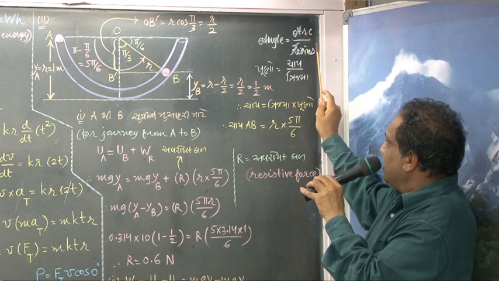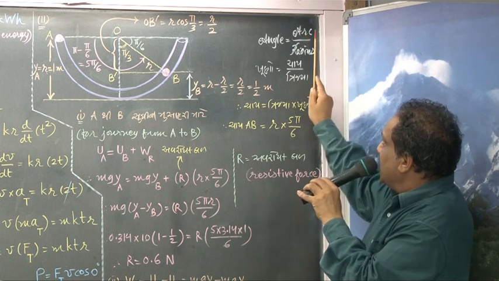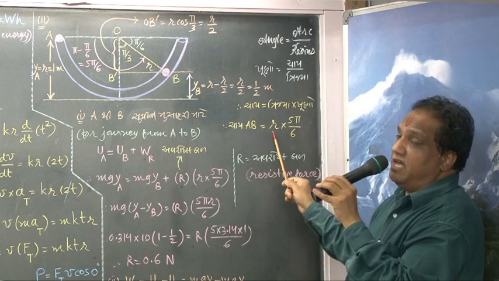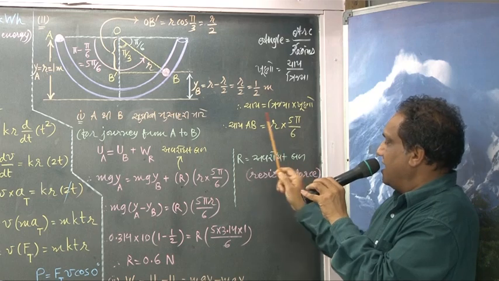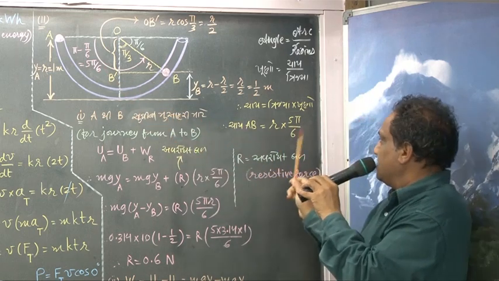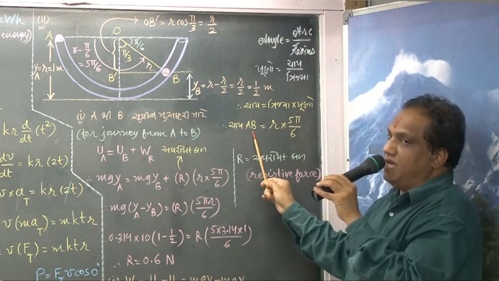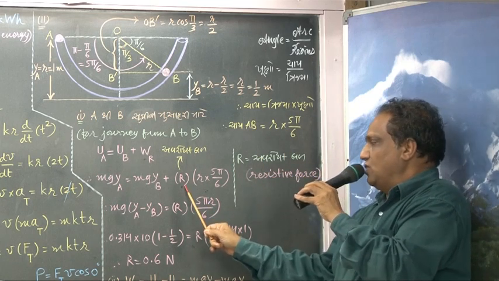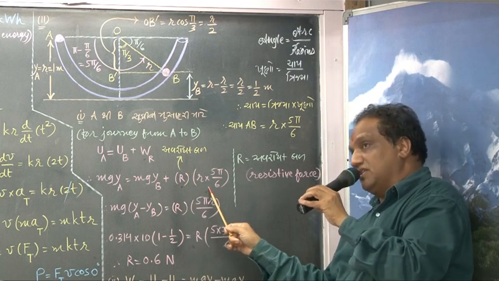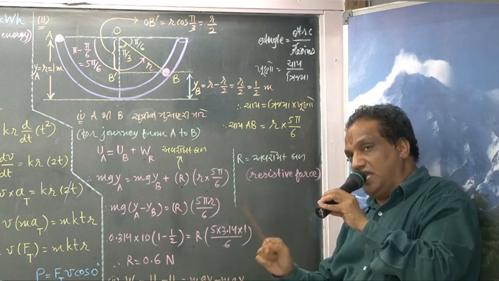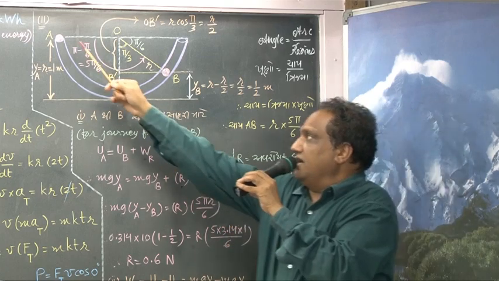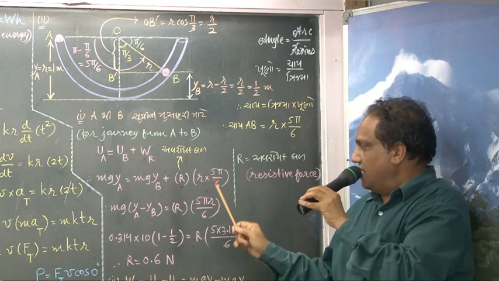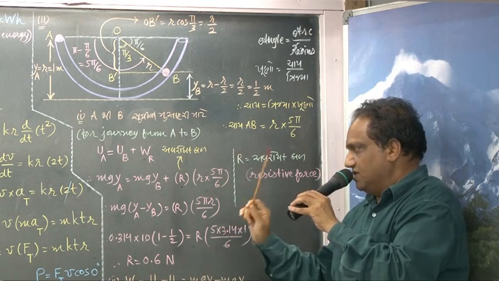Arc AB I want, and radius is R. Find out arc AB. Everybody, radius into angle. Radius is R and angle, as I said, is 5 pi by 6. Arc is equal to radius into angle. I should have written displacement here, but in the textbook they have gone for path length. So let me write path length. It is arc AB, and arc equals radius into angle. Radius is R, angle is 5 pi by 6.